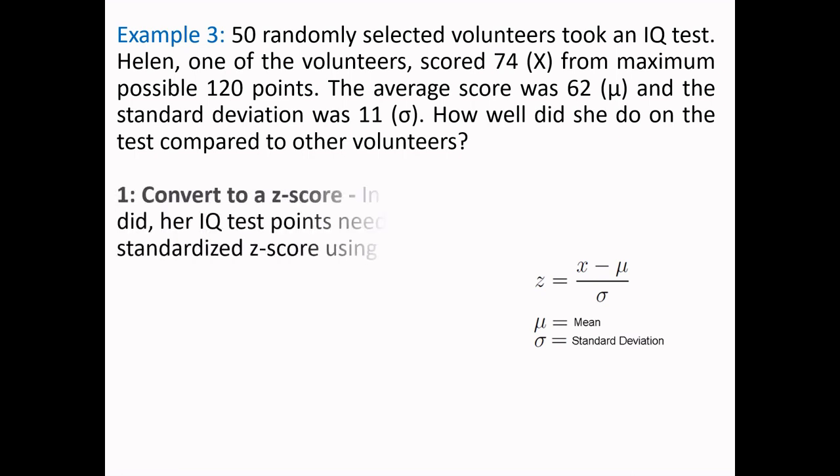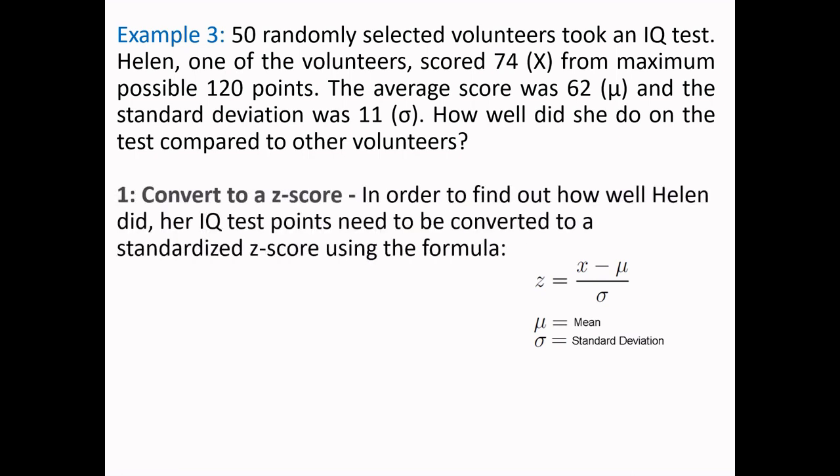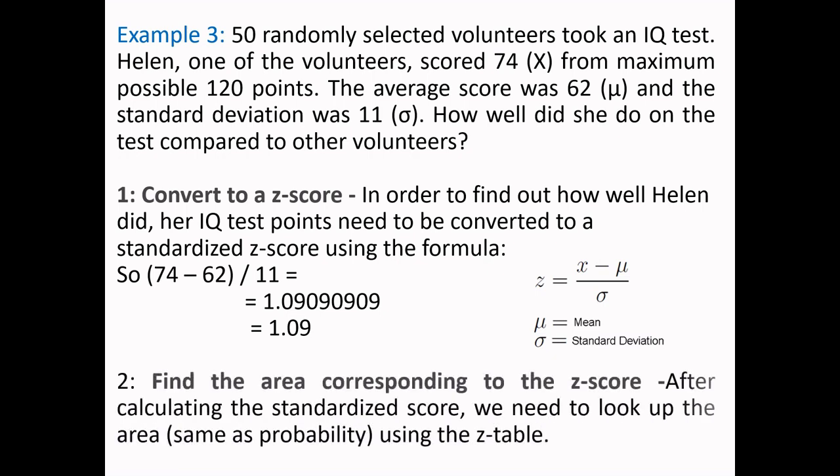We can compute it using our Z-score formula. So we convert to a Z-score in order to find out how well Helen did using her IQ test points. So we have to convert her IQ test points to a standard Z-score using our formula. So we will substitute the values. X is 74, average is 62, and standard deviation is 11. So we get 1.09.